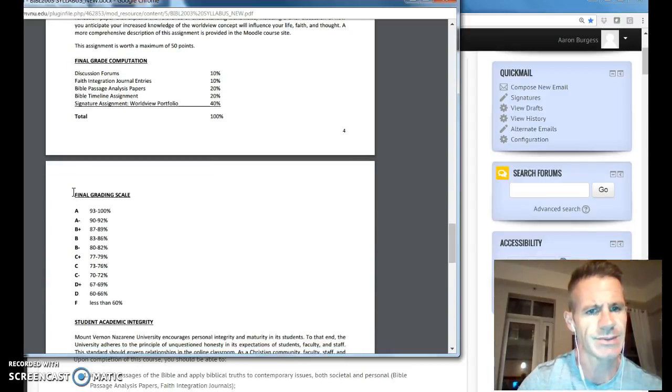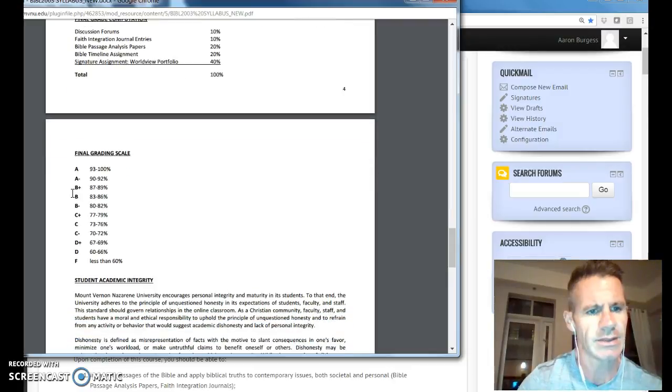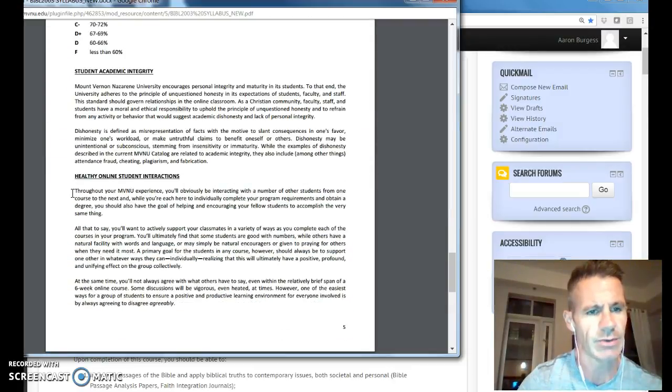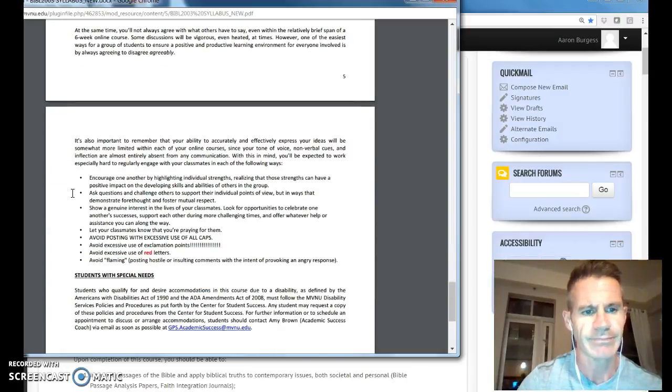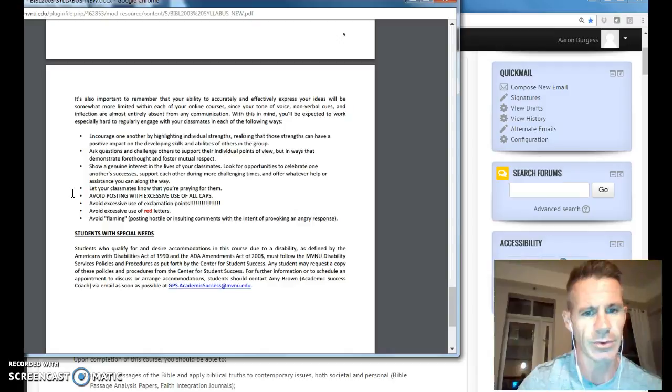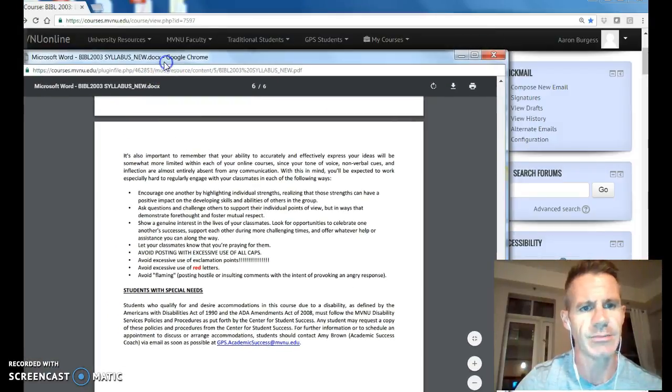So this is just the standard syllabus with how the grade will be calculated, the grading scale, academic integrity issues, some things just about what we would call netiquette. This school calls it healthy online student interactions. Just some of your basic standard policies that this school uses in their online setting. So that's the syllabus for the class.